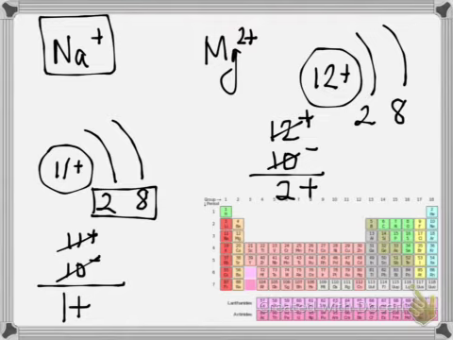So when you have a positive charge, that's because you have more protons than electrons. However, keep in mind the number of protons will never change. It's only the number of electrons that can go above or below its original value.